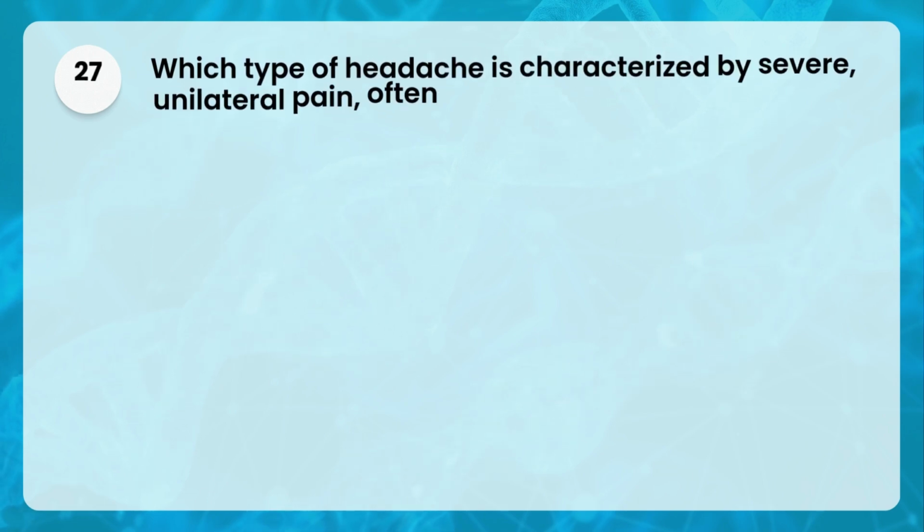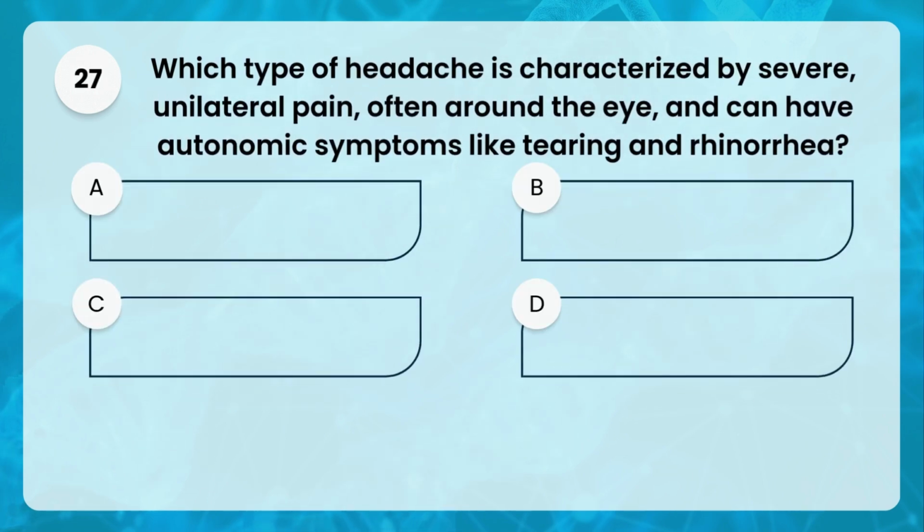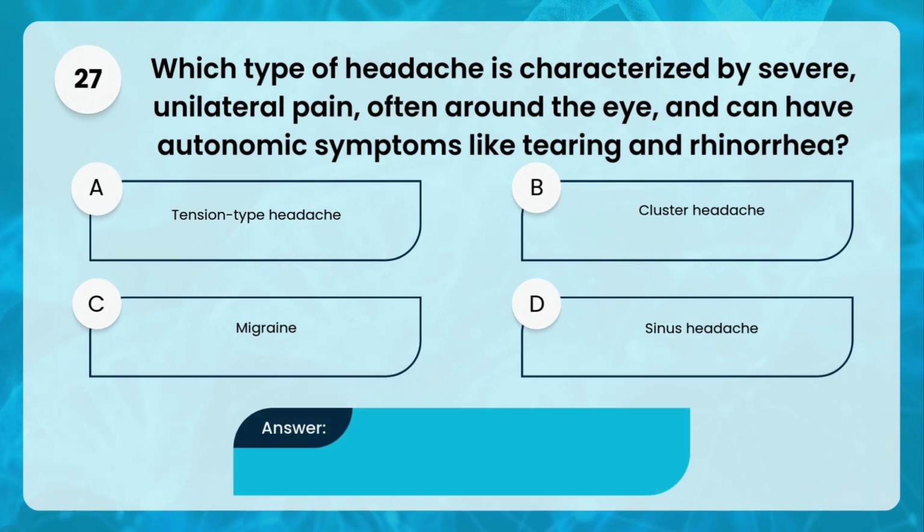Number 27. Which type of headache is characterized by severe unilateral pain, often around the eye, and can have autonomic symptoms like tearing and rhinorrhea? A. Tension-type headache. B. Cluster headache. C. Migraine. Or D. Sinus headache. The answer is B. Cluster headache.